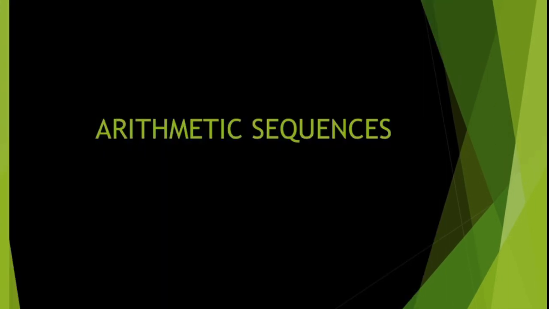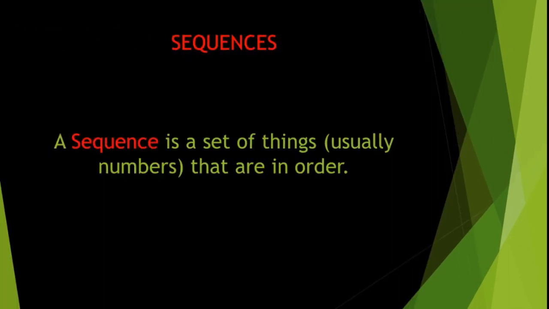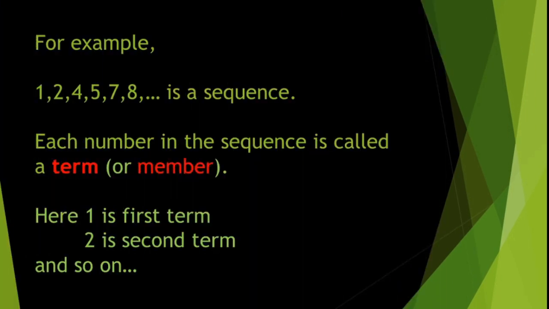Today we will understand the topic arithmetic sequences. Now sequences are sets of things, usually numbers, that are in order. So let us see this example: 1, 2, 4, 5. This is an example of a sequence.